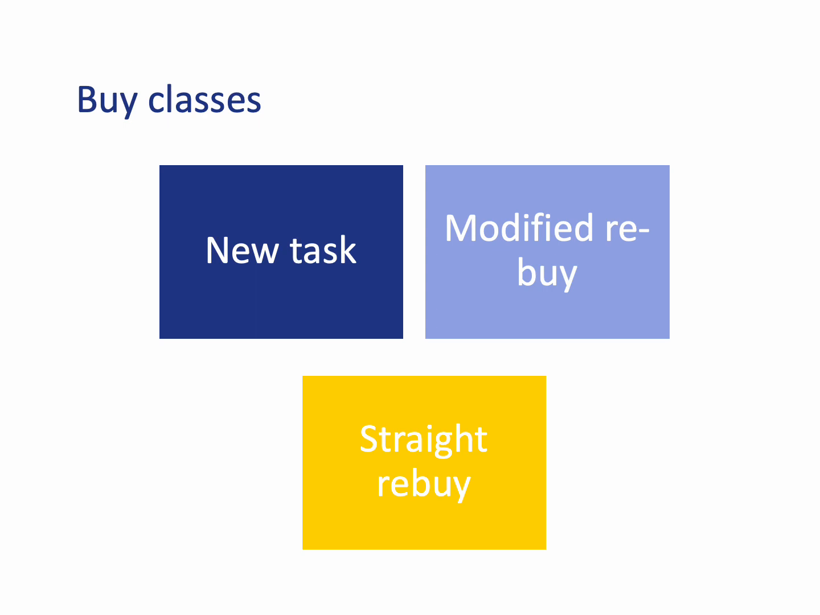In general, or very often, you would find three buy classes: new task, modified rebuy, and straight rebuy. However, in another slide, I'm going to show you slightly more complex buy classes where one additional dimension is added. Right, so new task: an item to be used to perform a new job or to solve a new problem. This may take longer, as you may need to develop a product specification, supplier specification, procedure, and so forth.